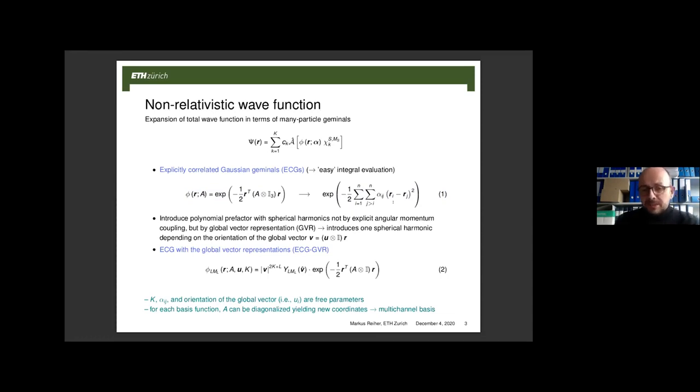And naturally, in these functions, we don't have any angular momentum information, right? And in order to have an efficient basis set, you immediately would raise the question, wouldn't it be possible to include that information in order to eventually get a very compact wave function that does not need as many basis functions of this type as a plain ECG basis would need? That's indeed possible. And here we follow an idea by Suzuki and Varga, which is called the global vector representation, where rather than coupling all the angular momentum properly, we have a global vector that is defined with a couple of parameters, and then employed as a prefactor in this basis, and that works pretty efficiently.